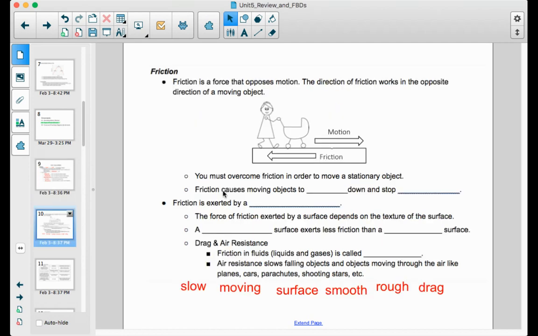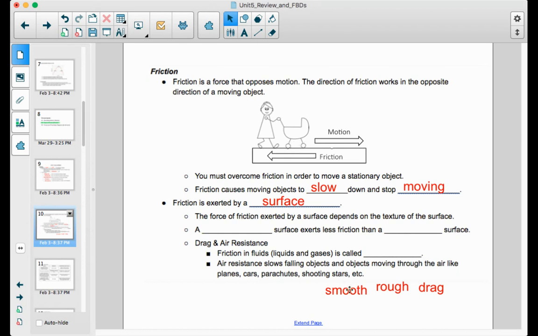When we get into friction, we know that friction is a force that opposes motion. So you see the stroller has a motion to the right. Friction is moving in the opposite direction, to the left. In order to move, an object has to overcome the force of friction. But friction causes moving objects to slow down and stop moving. Friction is exerted by a surface or a series of surfaces that come into contact with one another, such as between this surface and the wheels on the stroller.